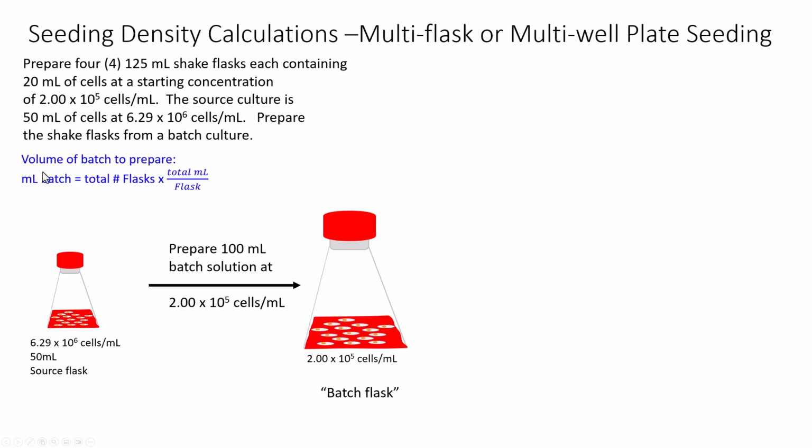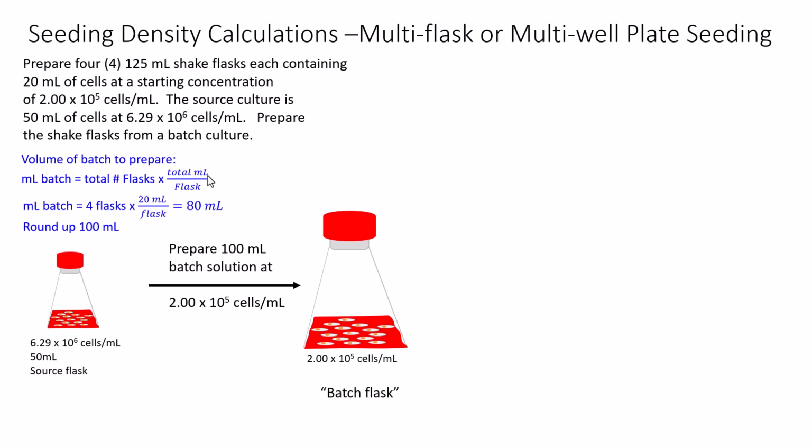The volume of the batch to prepare, the mLs of batch, is going to be equal to the total number of flasks, which is 4, times the mLs per flask. So we have 4 flasks times 20 mLs per flask, which is 80 mLs. But I'm going to round this up to 100 mLs arbitrarily. I don't need all of that, but 100 mLs is just a nice, easy number to work with. And the reason for that is if I made exactly 80 mLs, I could not remove 80 mLs from the batch flask. Some droplets always stay behind.